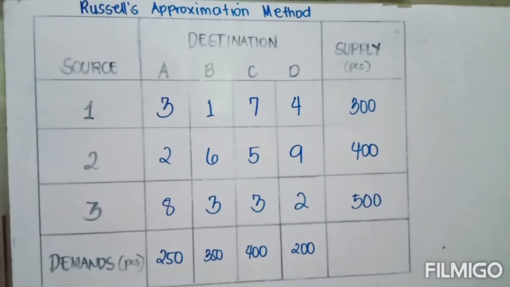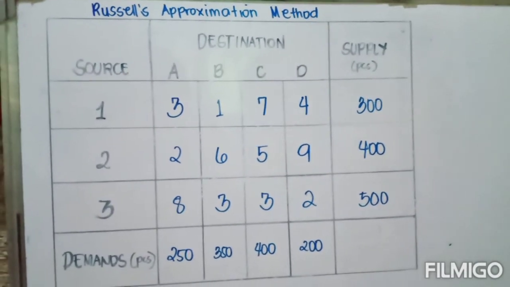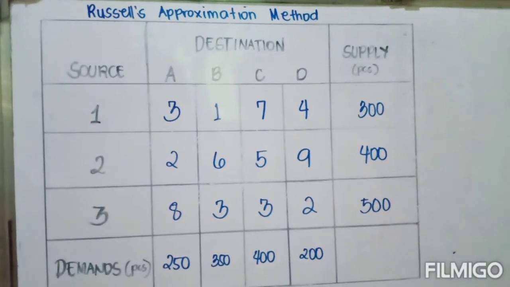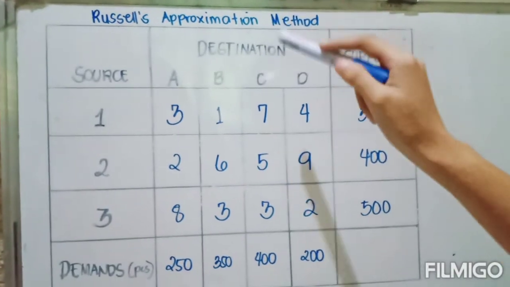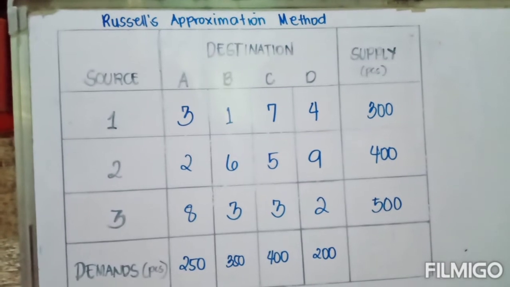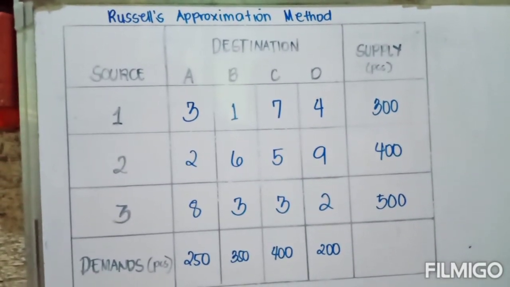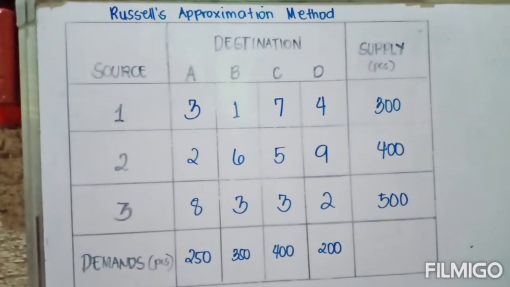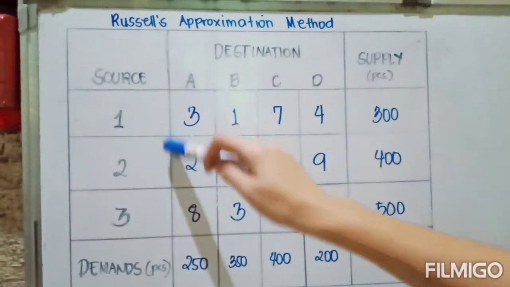So, for today's video, we're gonna tackle Russell's approximation method. To perform Russell's approximation, first, we'll be having the source, then destinations, demands, and supplies. In performing Russell's approximation method, first, we have to arrange the value of the matrix of transport cost and the value of capacity of each source into columns and rows, which are here.